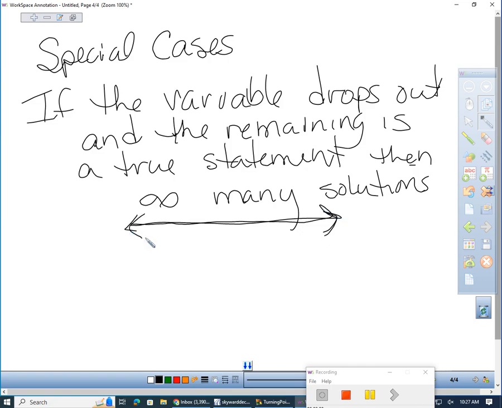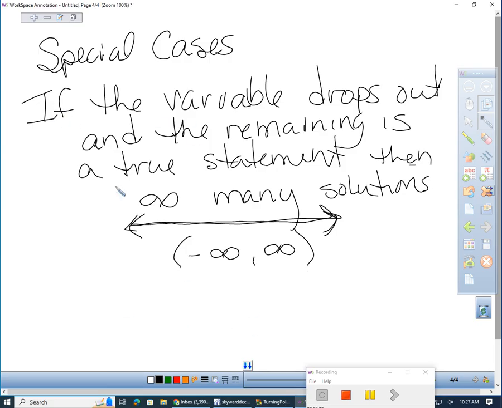Your interval notation for infinitely many solutions goes from negative infinity to positive infinity. It is everything. Okay? That means absolutely any number makes it true.